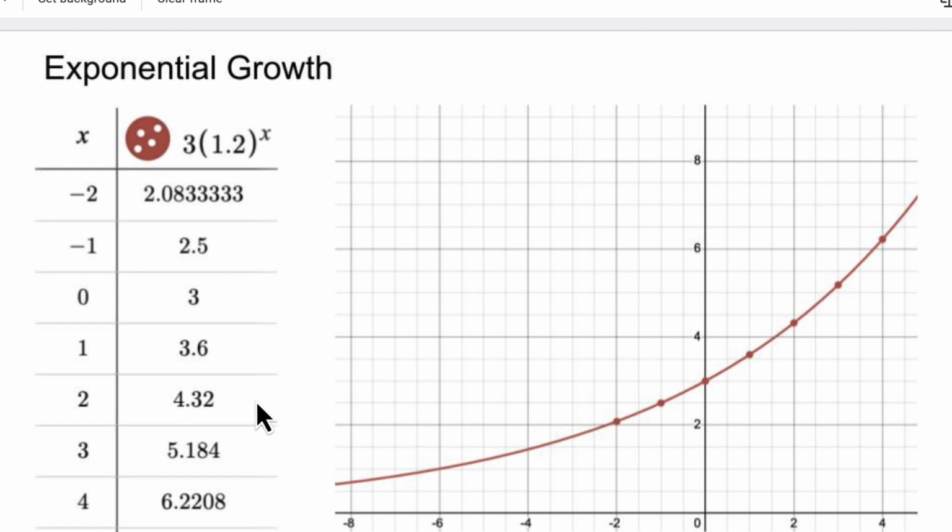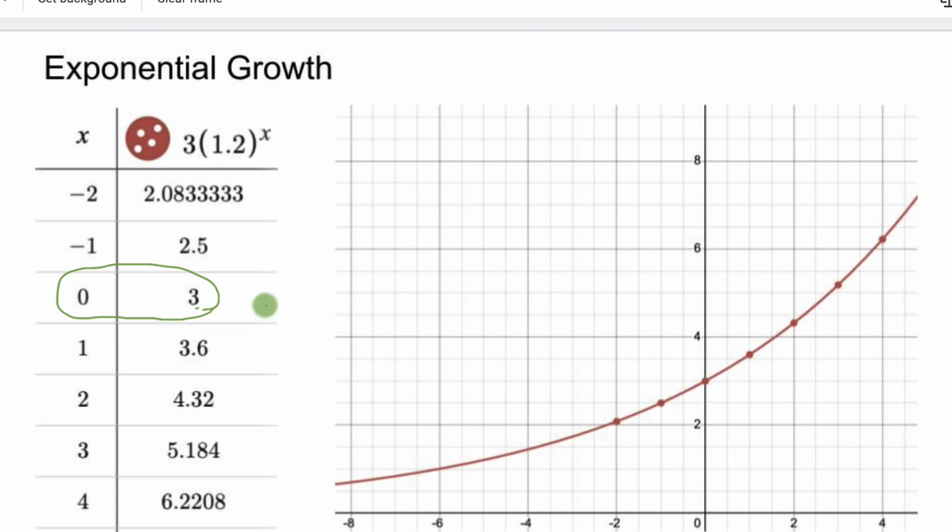This is what the table would look like. So in this table we can see the parts of this equation. Remember, anything to the 0 power is 1, so the y-intercept would be 1.2 raised to the 0, which would give you 1, and 1 times 3 is 3. So anytime you have x is 0, whatever that value is, that's your starting value. In this case, your y-intercept on the graph.